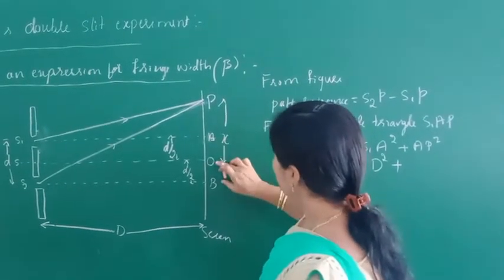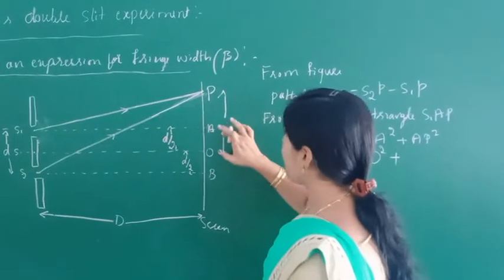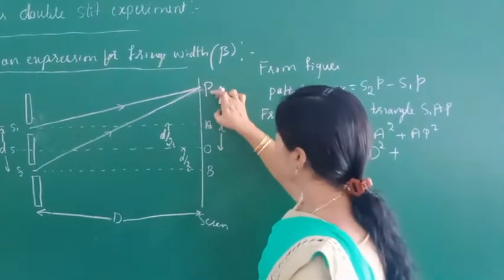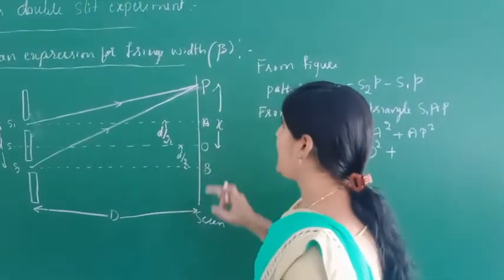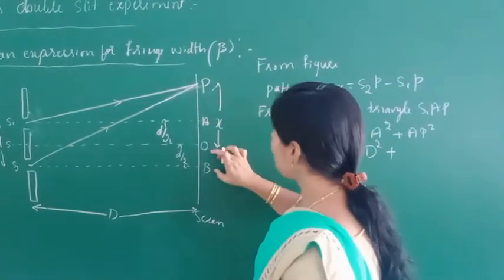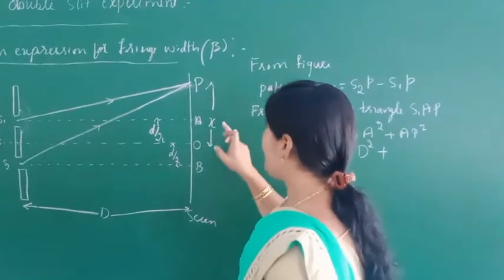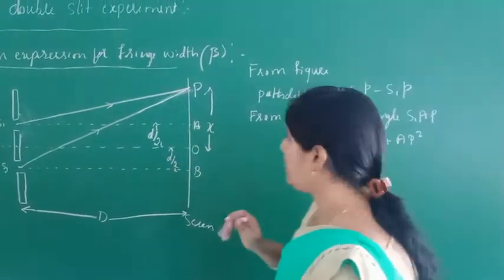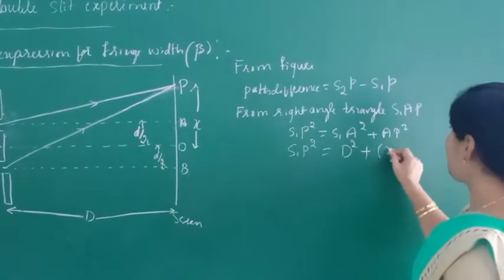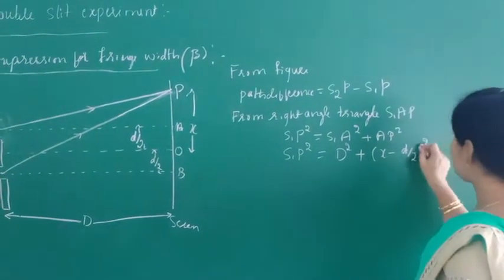So from the figure, OP is equal to X. Then AP is equal to what? AP is equal to OP minus OA. Here OP is X, and OA is D by 2. So AP is X minus D by 2, and AP square is X minus D by 2 whole square.